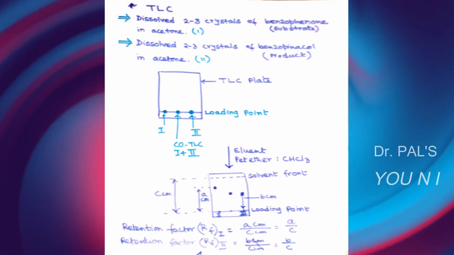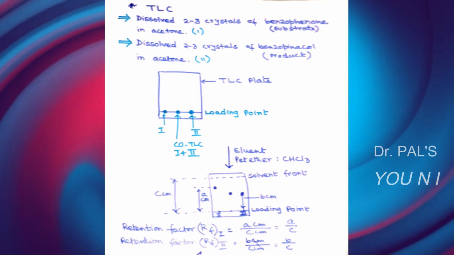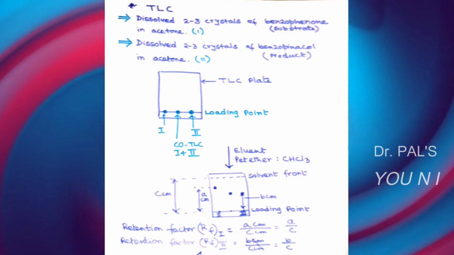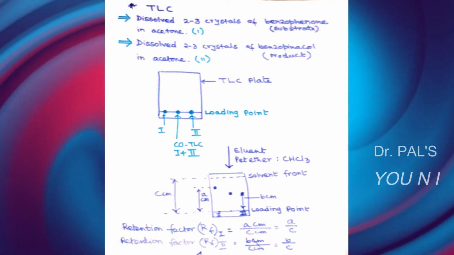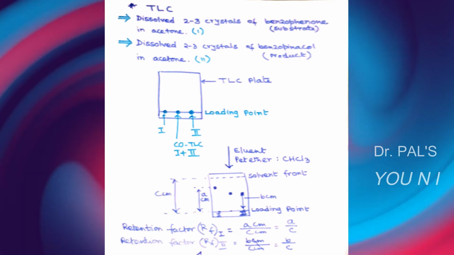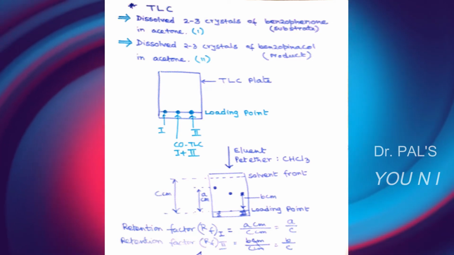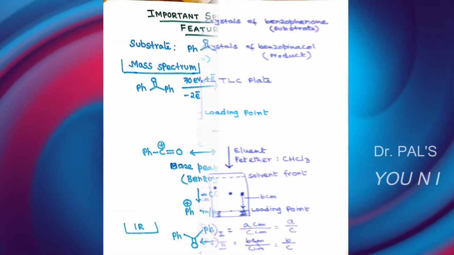So by comparing the Rf values, we can understand which one is more polar and which is less polar. Less polar compounds move faster, more polar compounds move slower. So the lower the Rf value, the higher the polarity of the compound.